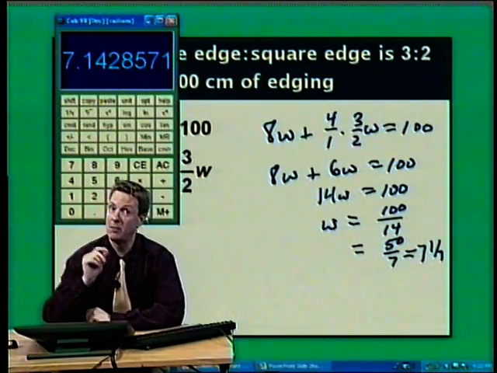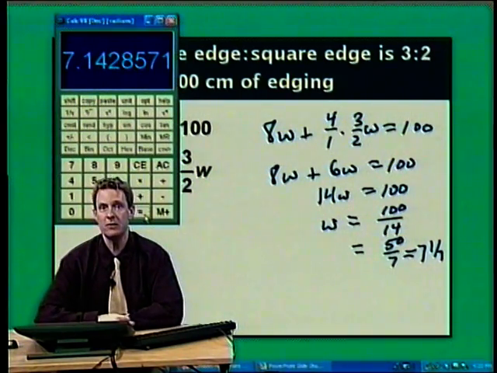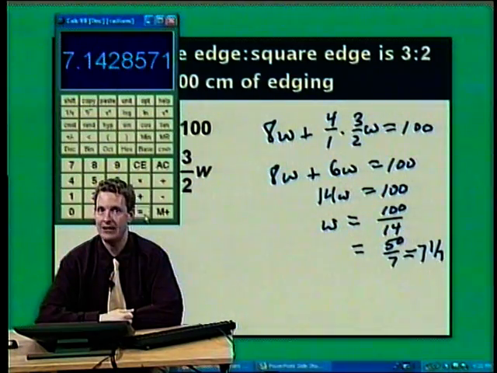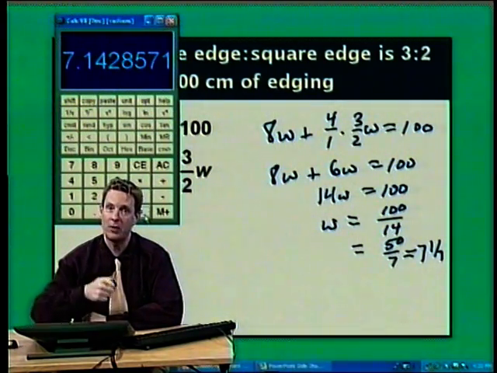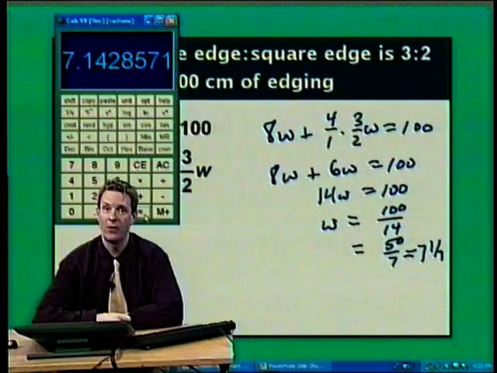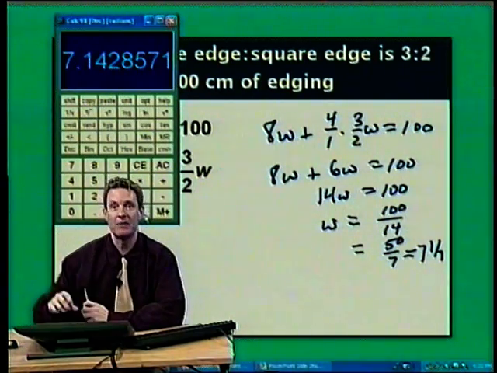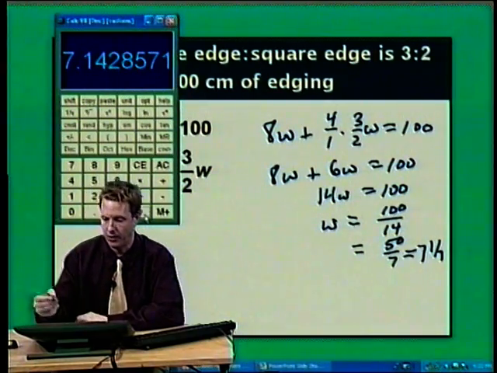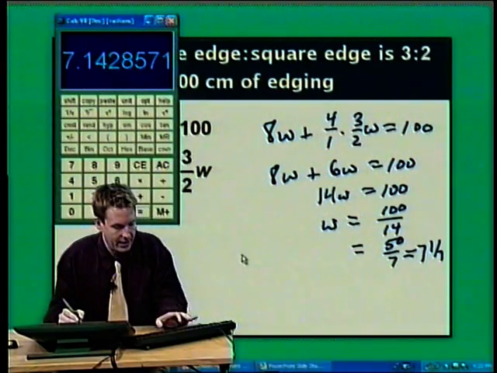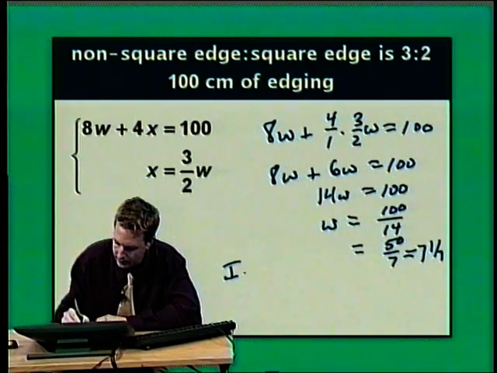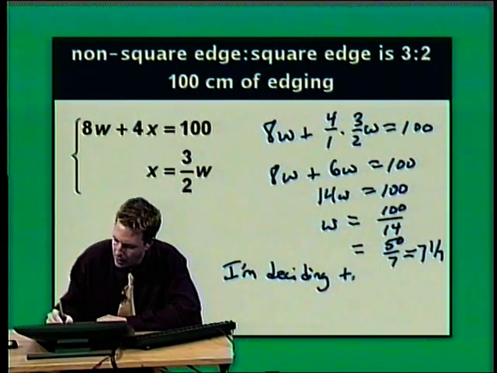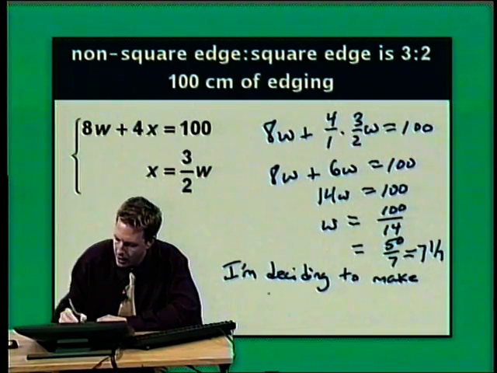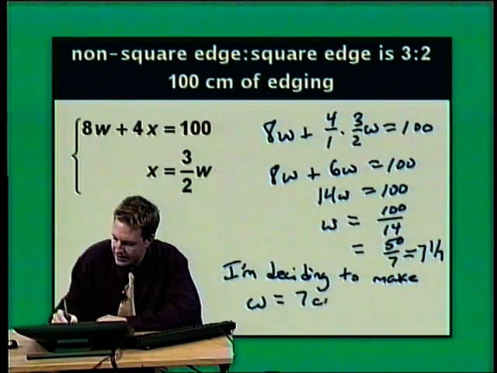So I think the smart choice for Armando would be to round this length clear down to 7 centimeters. He definitely can't round up, or else he's going to run out of edging before he gets to the last side. Let's round down to 7 centimeters so that Armando has a little bit of slack room. So I'm going to decide to make W equals 7 centimeters.